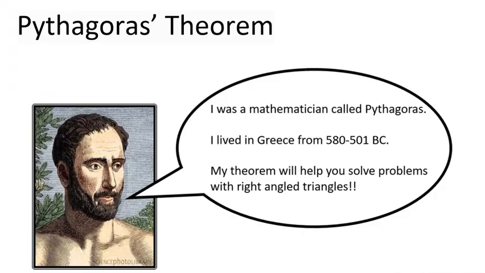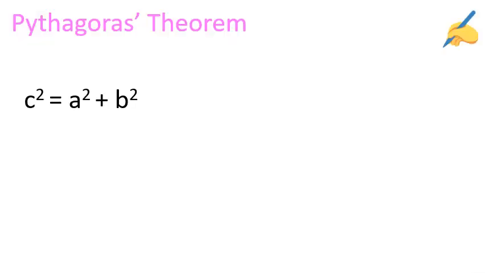So what exactly is Pythagoras' theorem? Well, Pythagoras was a mathematician, and he lived in Greece from 580 to 501 BC, and his theorem will help us solve problems with right-angled triangles. Pythagoras' theorem is c squared equals a squared plus b squared.